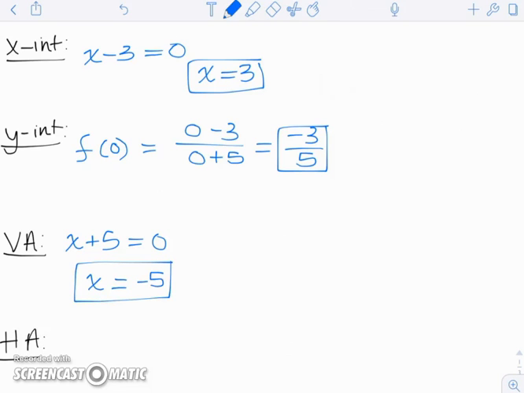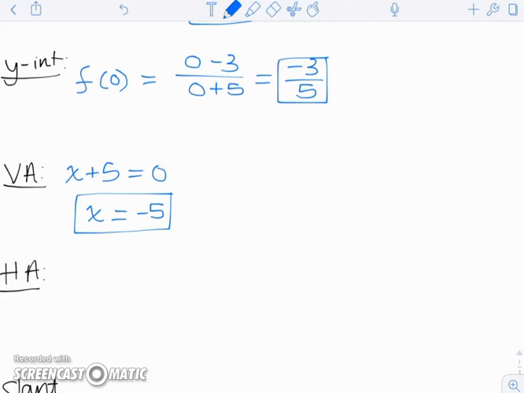Horizontal asymptote is the tricky one. It's the one with a lot of steps. If you remember, I compare my numerator degree and I compare my denominator degree.